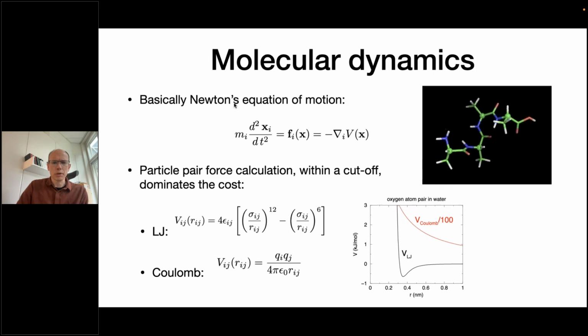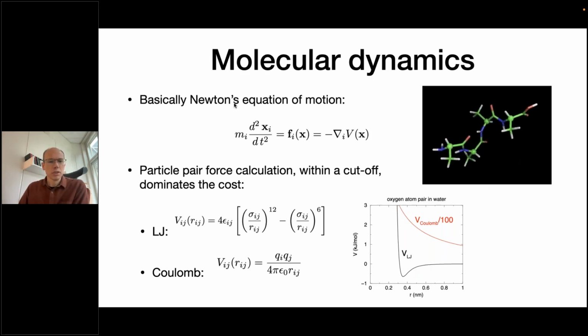So just a quick background. We integrate Newton's equations of motion. The integration is really simple. You need an integrator for that, but that's 3 or 4 lines of code. That's very easy. What you need to compute is the force, which is minus the gradient of a potential. That's where the cost of the simulation is, and that's where most of the optimization work in the code goes: computing these forces efficiently.